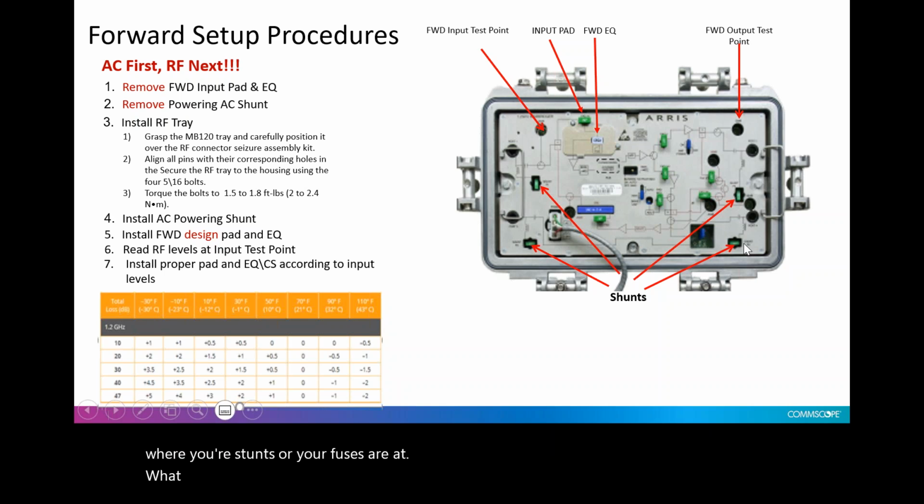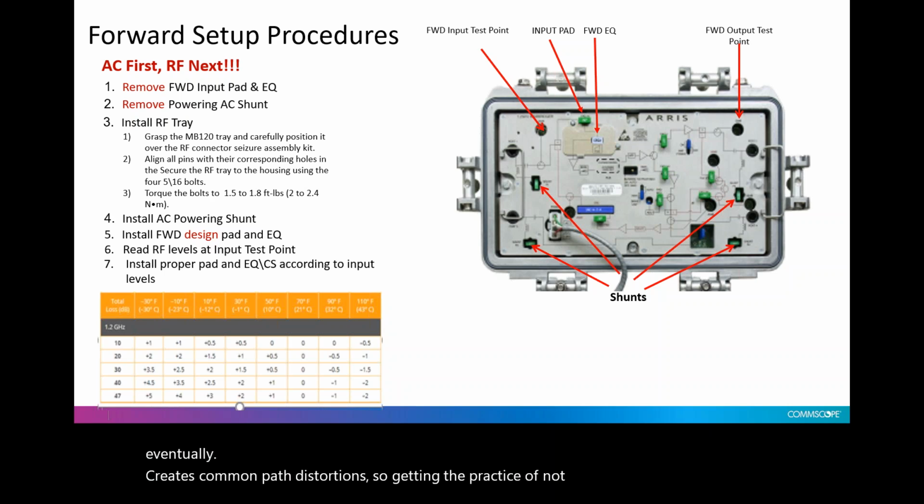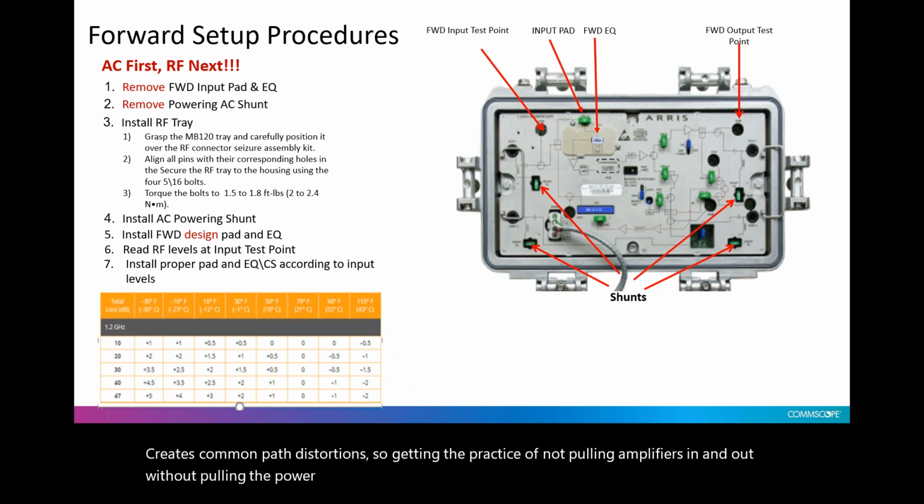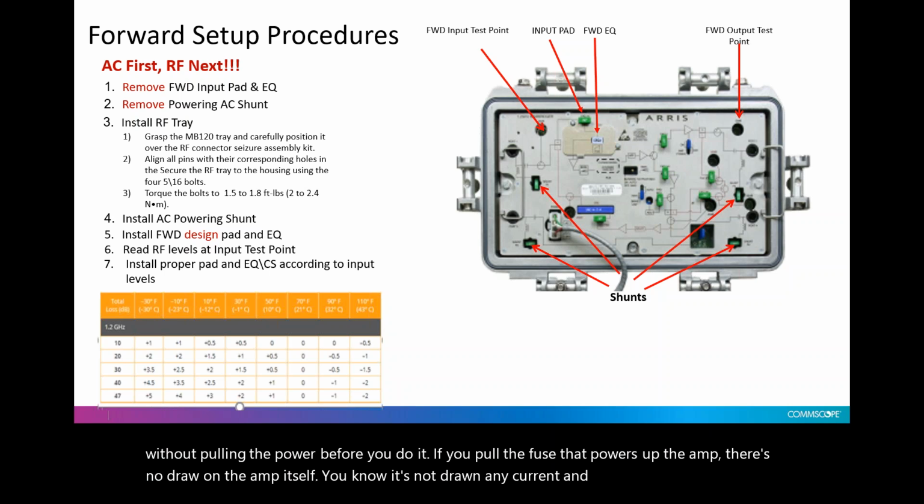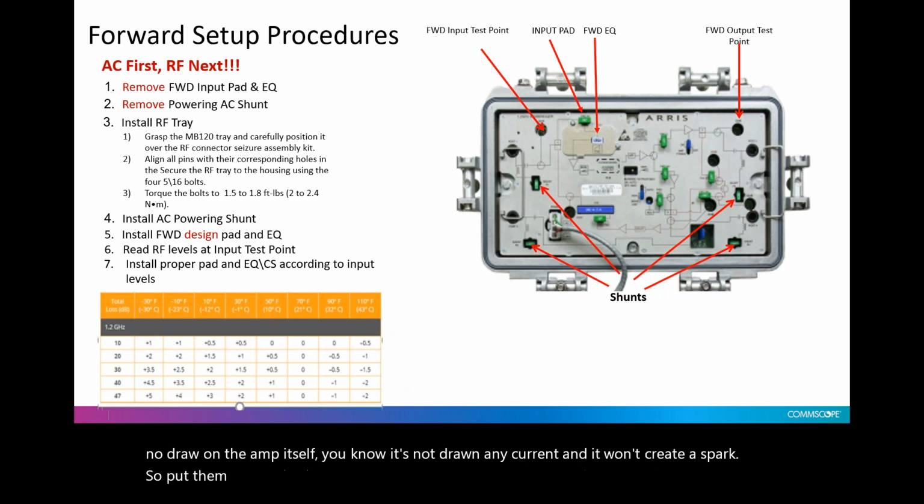What it'll create is a powdery dust, like a carbon dust, that builds up and eventually creates common path distortions. So get in the practice of not pulling amplifiers in and out without pulling the power before you do it. If you pull the fuse that powers up the amp, there's no draw on the amp itself. It's not drawing any current, and it won't create a spark. So put the module in first, and then apply the fuse later.